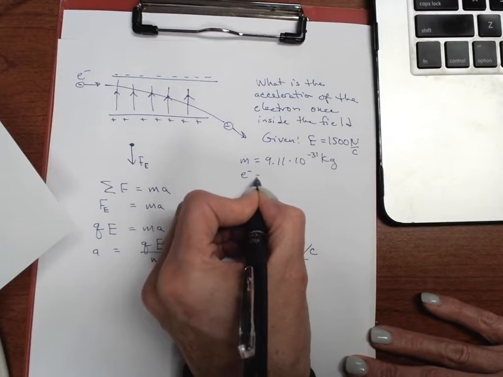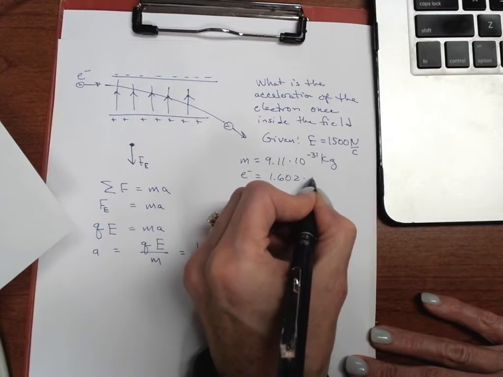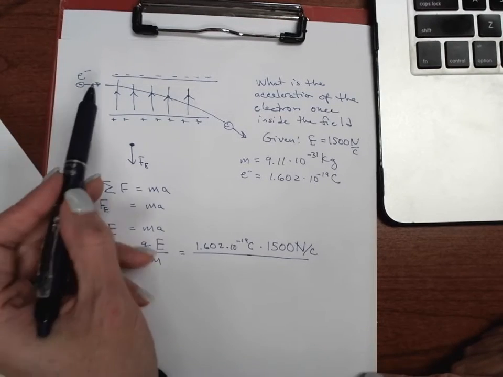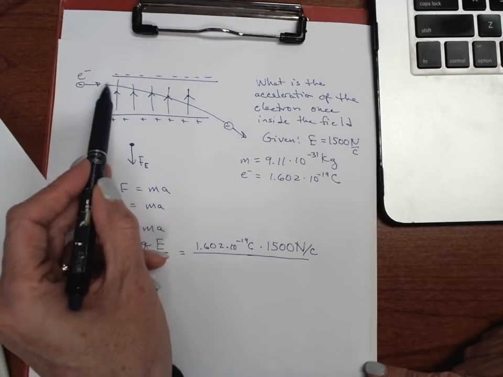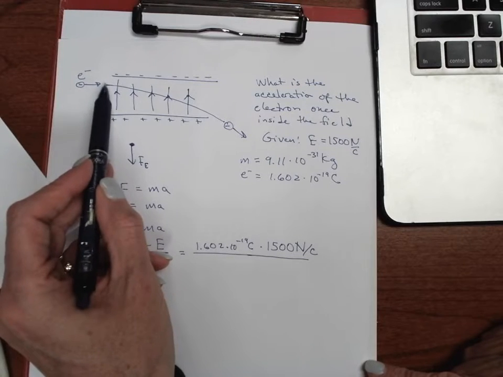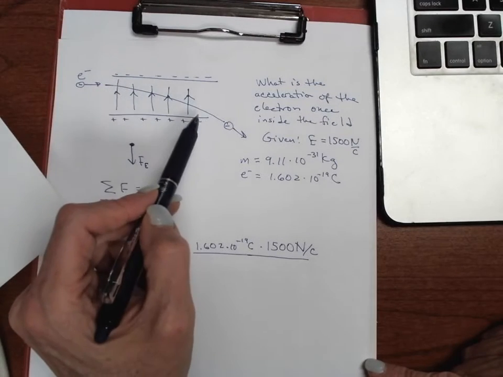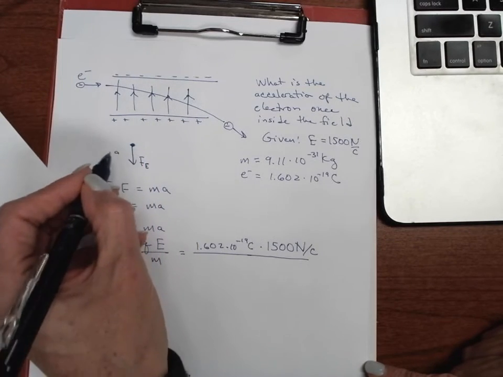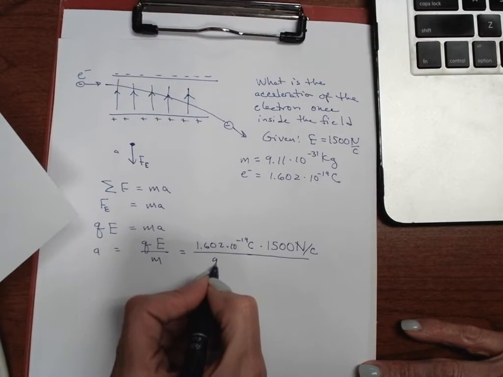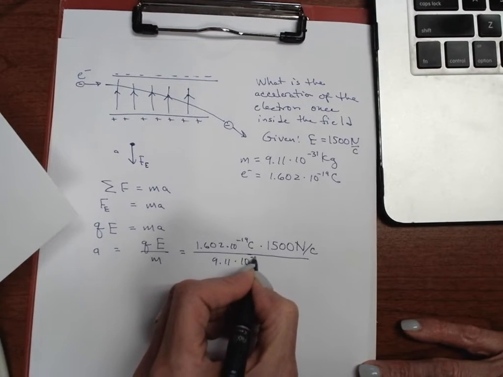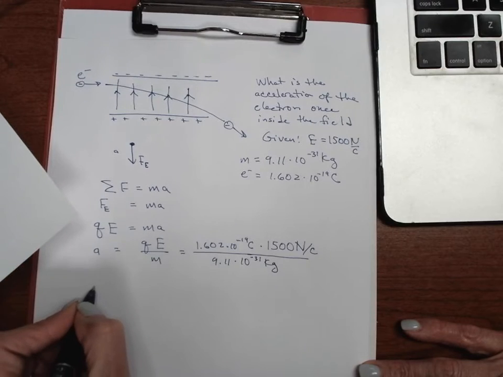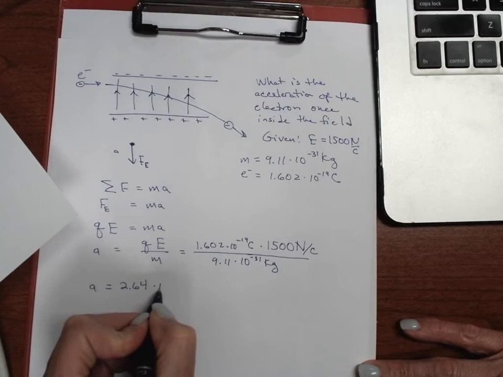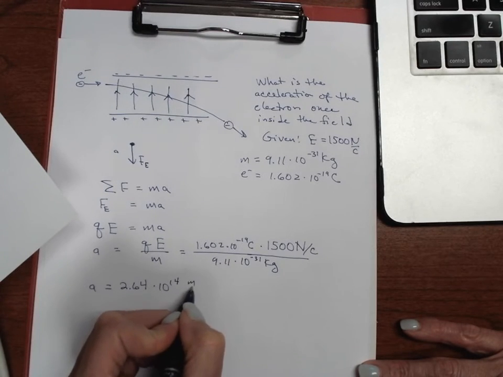And we'll write e minus is equal to 1.602 times 10 to the negative 19 coulombs. I didn't write a negative there because I took care of the negative sign here because I said that my electron is a negatively charged particle, and so therefore I know my force is going to point down here. So if my force points down, then my acceleration's in the same direction. Divided by 9.11 times 10 to the minus 31 kilograms. And then when I work out those numbers, I get 2.64 times 10 to the 14th meters per second squared.